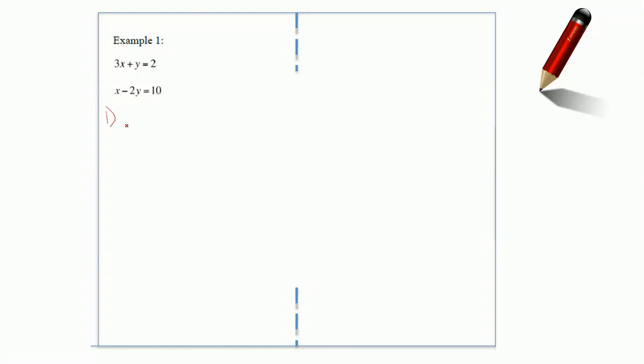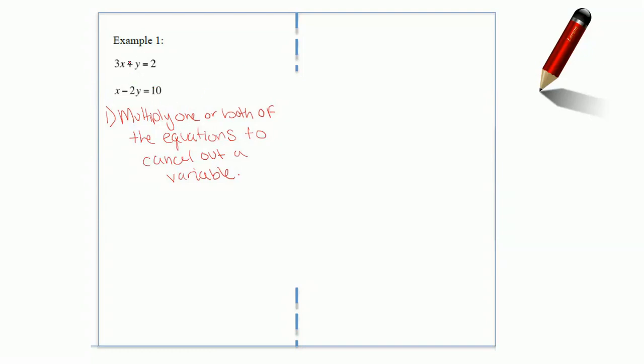The very first thing you're always going to want to do is multiply one or both of the equations by a number to cancel out a variable. So let's look here. What would be the best way to multiply? You can do multiple things.